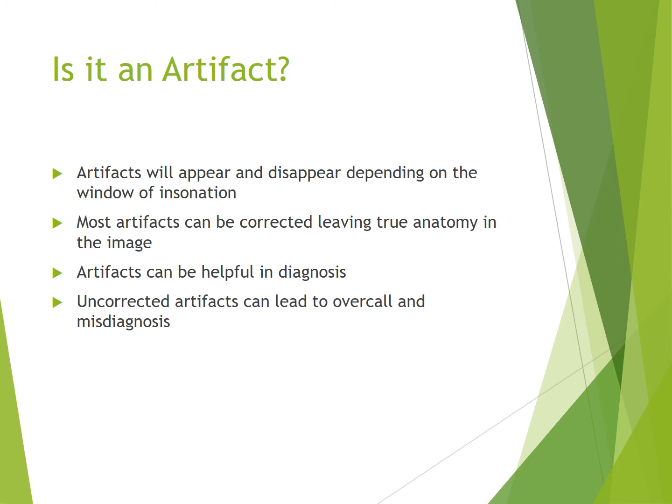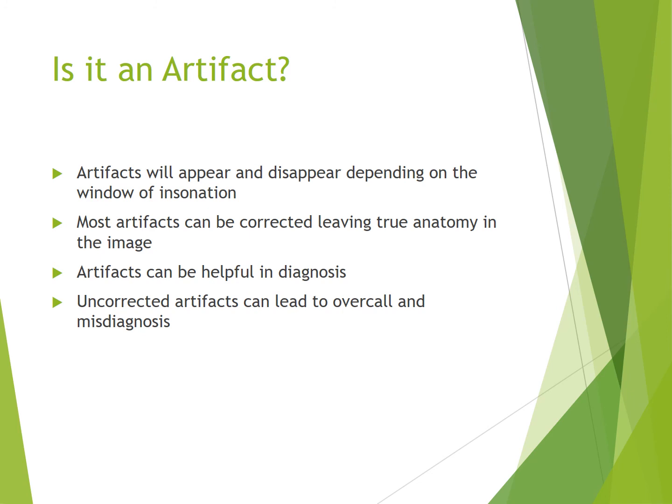Most artifacts also can be corrected, leaving the true anatomy in the image. So again, changing your window, changing TGCs, changing focal points, that kind of stuff, we usually can correct for the artifacts that are there. If you can move around an artifact, that helps to prove that it is indeed an artifact. Like I said before, we also wonder, should we leave that artifact in there? It might be helpful in diagnosis.